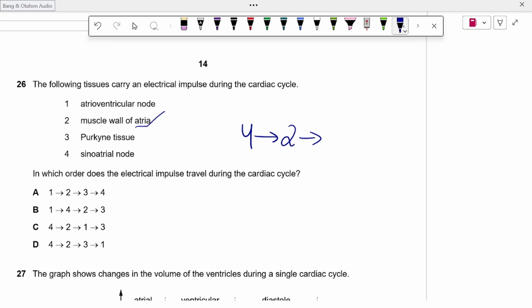The impulse goes to your atrioventricular node, which is 1. Then it goes to your Purkinje tissue. Purkinje tissue is present at the apex or base of your heart, and it facilitates the contraction of your ventricle. The atrioventricular node ensures that your atria contract first and then your ventricle. It causes a brief delay in the transmission of your electrical impulses. So the order should be 4, 2, 1 and then 3 in the last, Purkinje tissue in the last, which is seen in option 4 to 1, which is C.